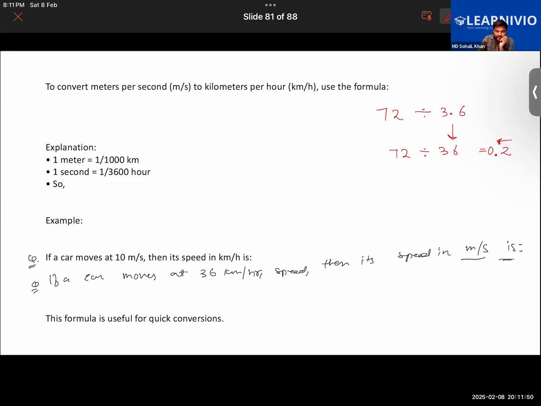36 divided by 36. Okay, just 1 minute. You have the value 36, no? Mm-hmm, it is correct. Good. Yes, Fatima, what about you? I'm writing. Okay.